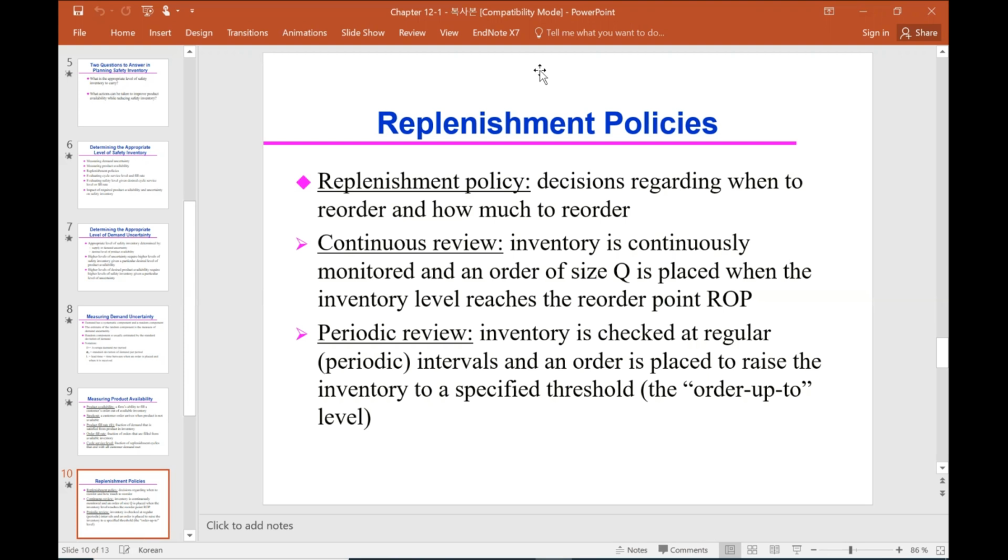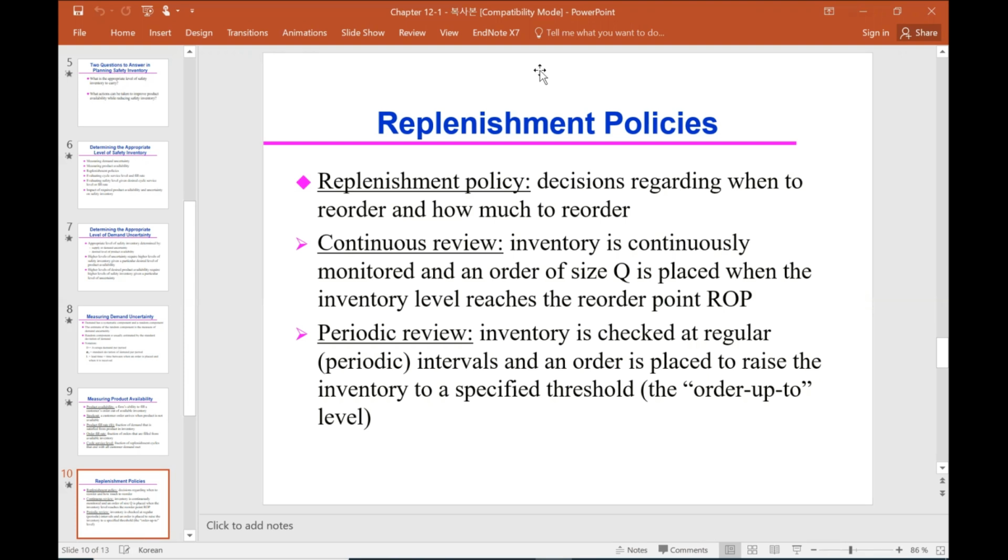But on the other hand, there's another one, which is a periodic review system. So what is a periodic review system? You do not keep watching your inventory as time goes on. Just from time to time, you drop by your warehouse, and only at that time you check your inventory and figure out how much inventory you have. That is a periodic review system.